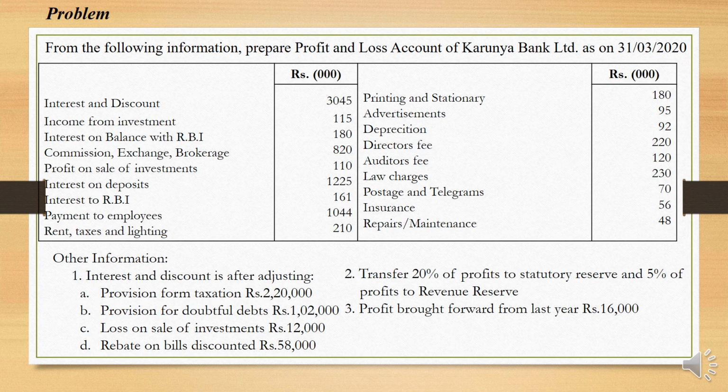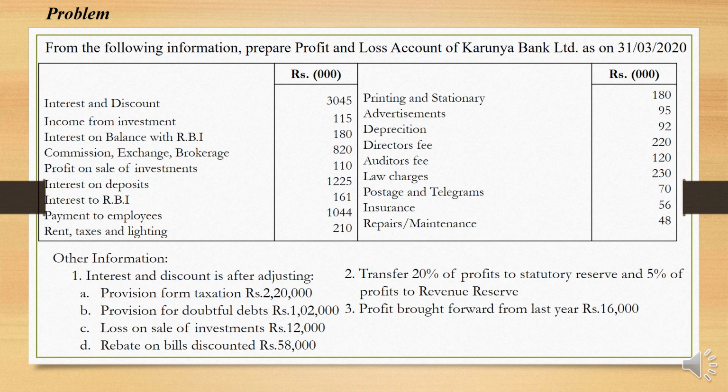So schedule number 16 covers payment to the employees and all these items. Interest and discount comes under schedule number 13. Then even interest from investment and all comes there. Then commission and exchange, schedule number 14. Then profit on sale of investment should be considered here. Then interest on deposits and interest to Reserve Bank of India, they are the interest expended. So then payment to employees, all this comes here.